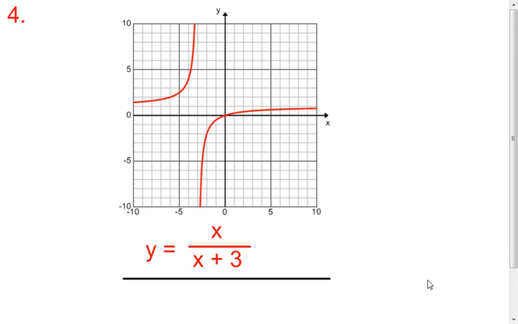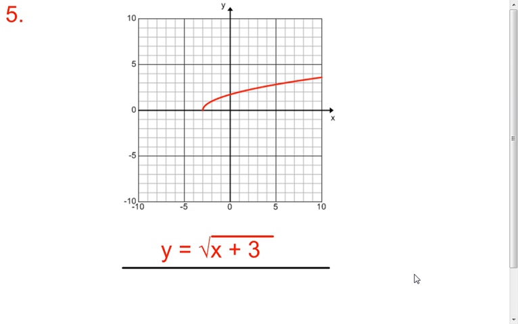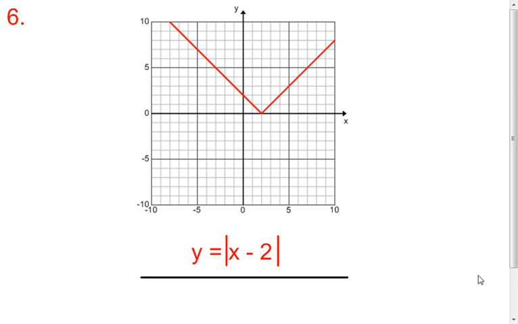Here's a rational. It does have asymptotes, you can see: x equals -3 for a vertical asymptote, and y equals 1 for a horizontal. Square root symbol here. So here's an example of a square root. And of course an absolute value.